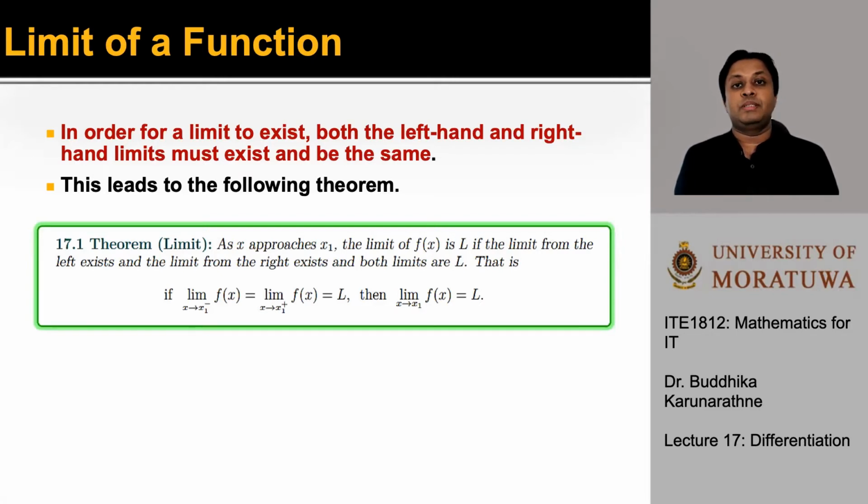As x approaches x1, the limit of f(x) is L if the limit from the left exists and the limit from the right also exists and both limits are equal to L. So you can symbolically write them as given on this slide. So you also define the left hand side and the right hand side. They should both be equal to the same value, which is given as L in this case. So this is how we formally define a limit of a function.